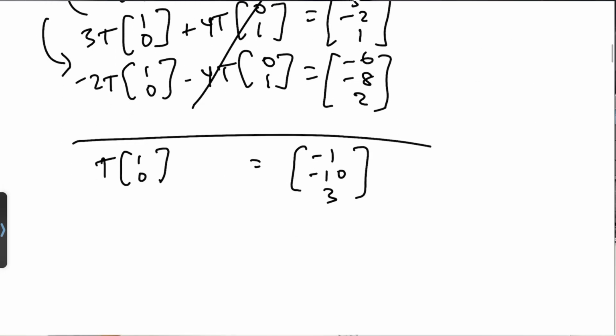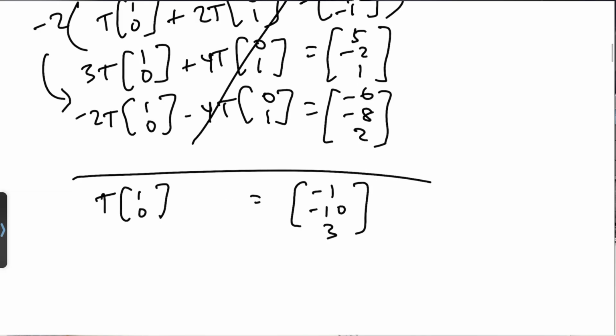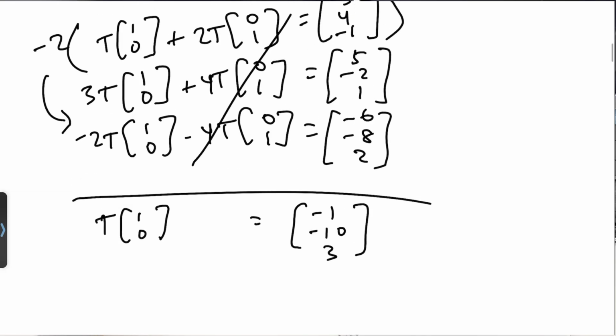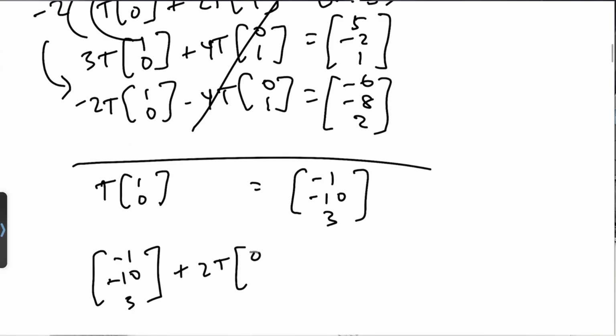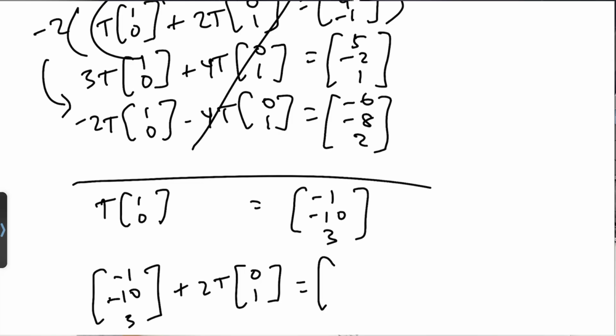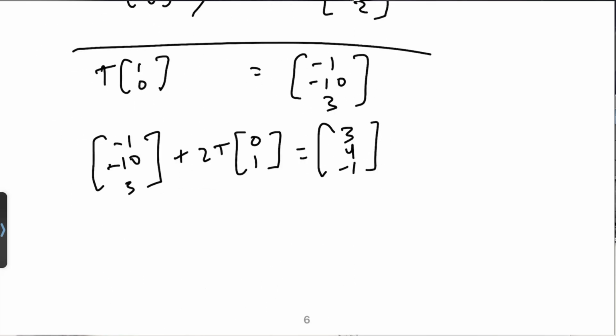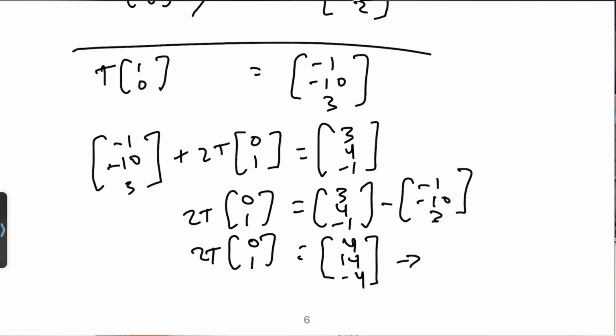So now that we have this answer here, we can plug T(1,0) into one of these equations. I'm going to plug it back into this one here. So right now I'm just rewriting the equation at the top, but instead of putting T(1,0), I'm going to put in the answer that we found. So now let's just subtract this matrix to the other side, and we get something like this. And then if we divide everything by 2 to get our T(0,1), we get our nice answer of 2, 7, -2.